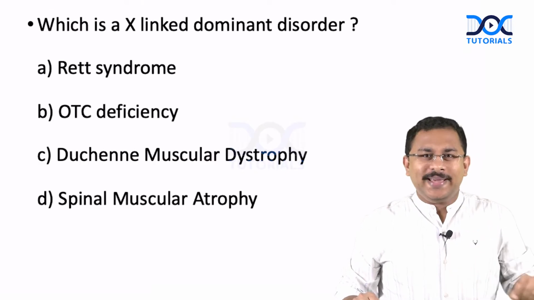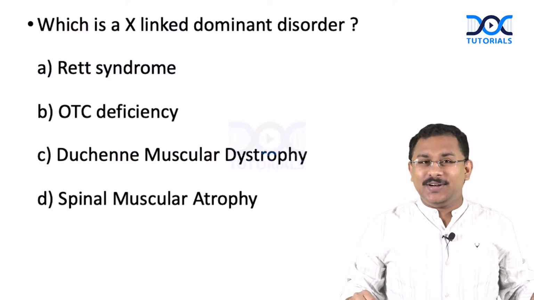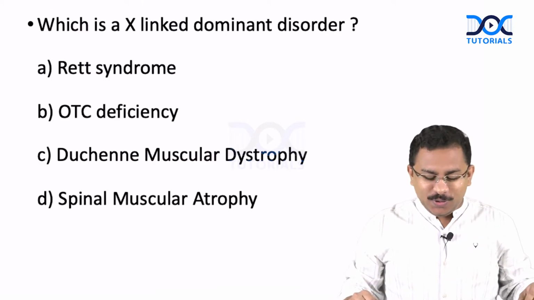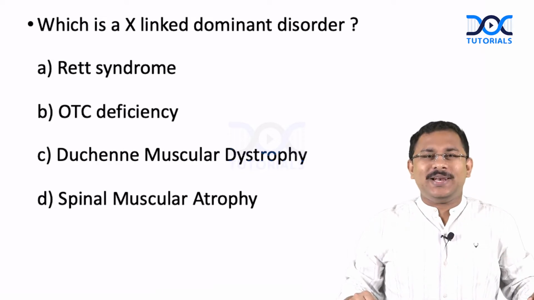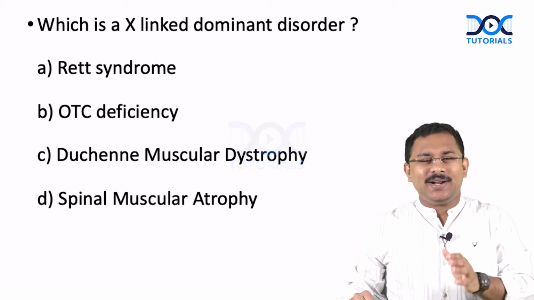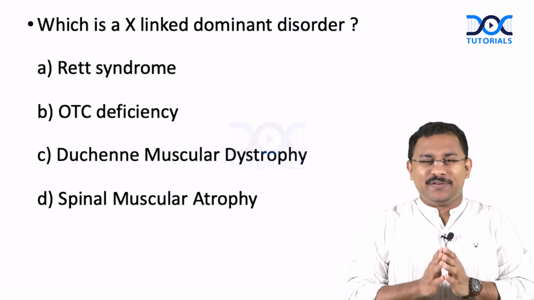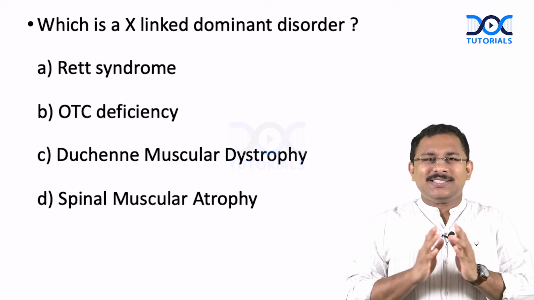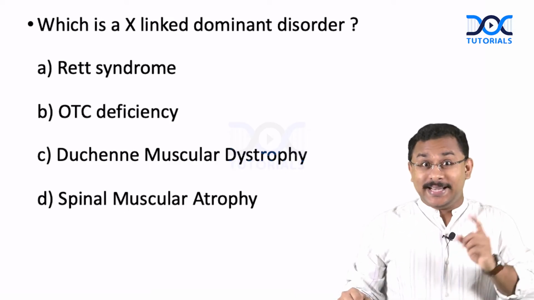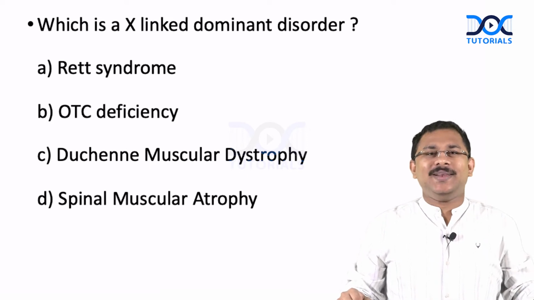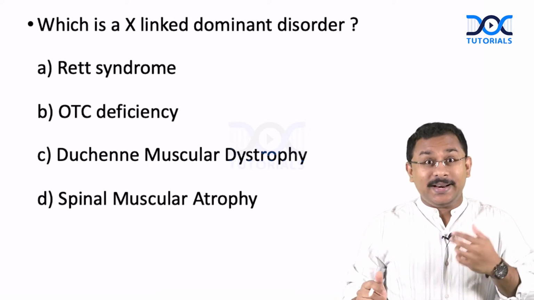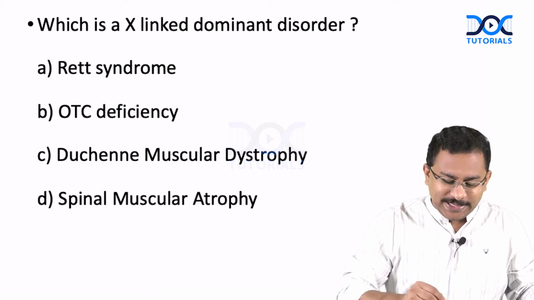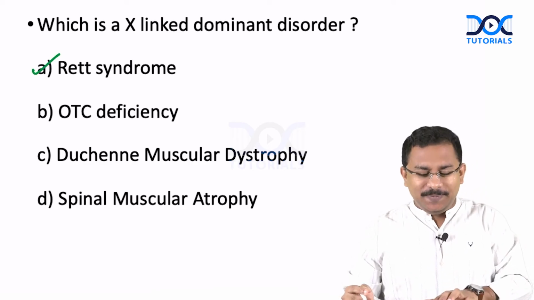Okay, moving to the next question, which is an X-linked dominant disorder? Rett syndrome, ornithine transcarbamylase deficiency, Duchenne muscular dystrophy, and spinal muscular atrophy. Well, a simple straightforward question, and this has been previously repeated as well. So the answer is Rett syndrome. Okay, Rett syndrome is an X-linked dominant disorder.